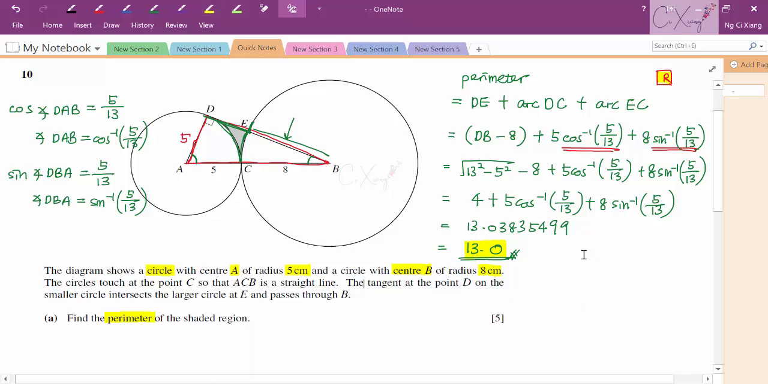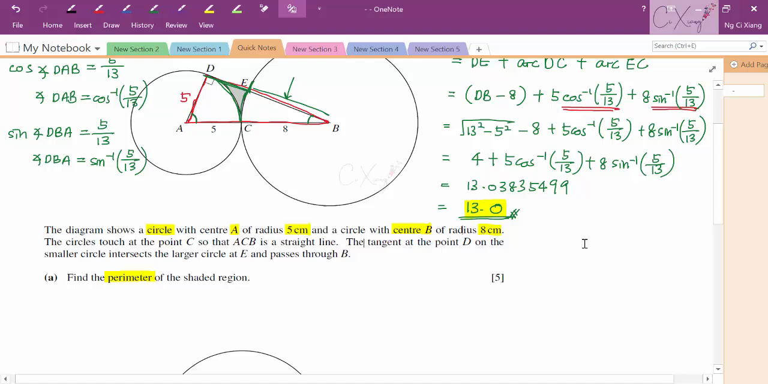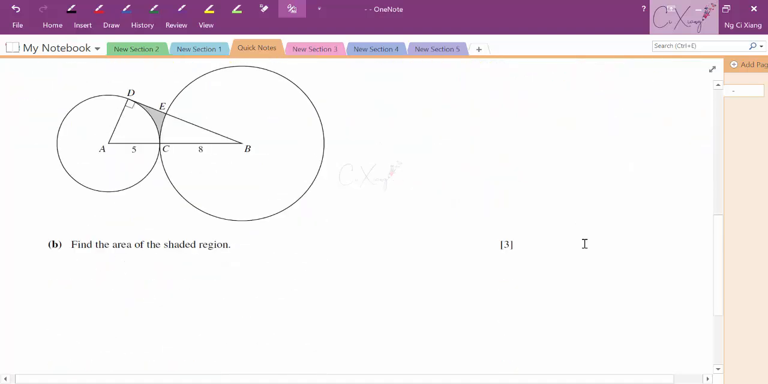So this is actually the perimeter of the shaded region. Okay, all right. So next part, part B. For part B, they are asking us to find the area of the shaded region now. So again, I will rewrite it one more time. The angle DAB is equal to cos inverse 5 over 13, and the angle DBA is actually sine inverse 5 over 13.